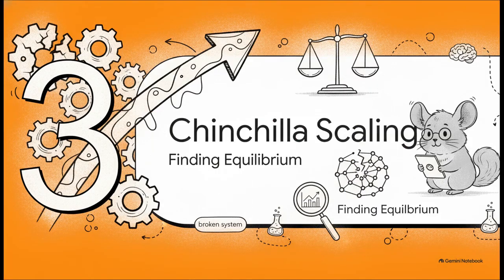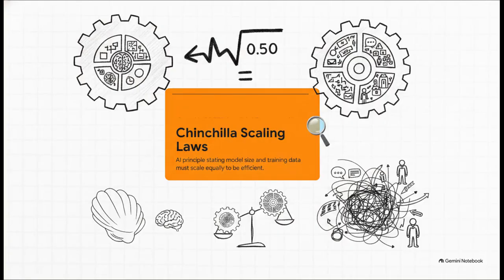Which brings us to Section 3, the chinchilla scaling balance, finding 1-1 equilibrium. So how exactly do we heal this broken system? Well, we borrow a real-world scaling law straight from Google DeepMind. Back in 2022, Tom Hennigan and his team published a paper on the chinchilla scaling laws. Now, this principle basically states that for an AI model to be truly efficient, or compute optimal, its structural size, meaning its parameters, and the raw training data fed into it, its tokens, well, they have to scale equally. They tied these variables to an exponent of 0.50. That's essentially a square root, which strictly forces a perfect 1-to-1 balance.